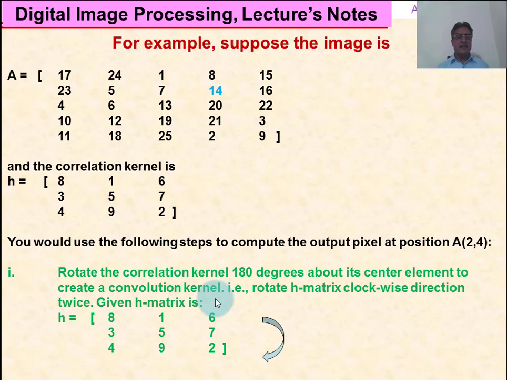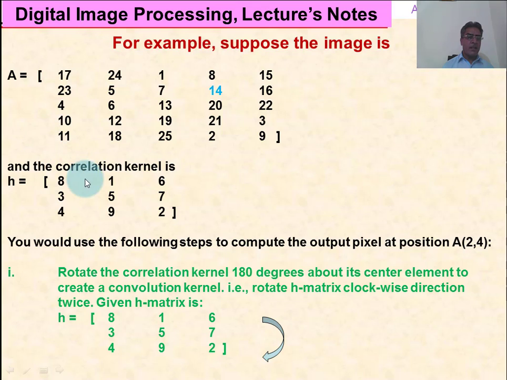How is this process done? We understand the process of convolution through an example. Suppose we have an image of 5 by 5 pixels, that is, there are 25 gray values, and we have a correlation kernel H equal to 8 1 6, 3 5 7, 4 9 2, a 3 cross 3 matrix mask or filter or kernel.